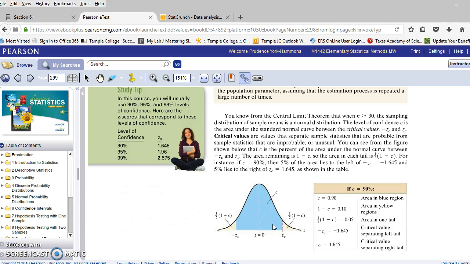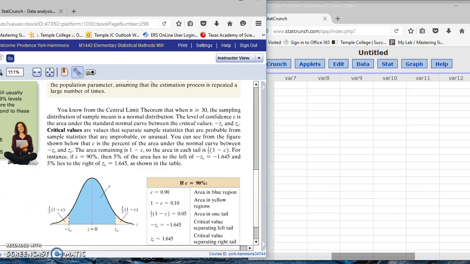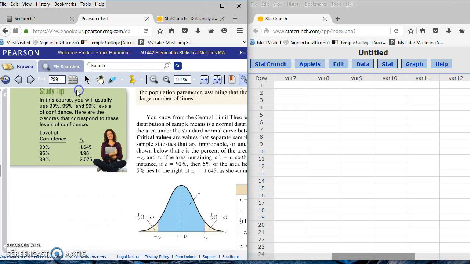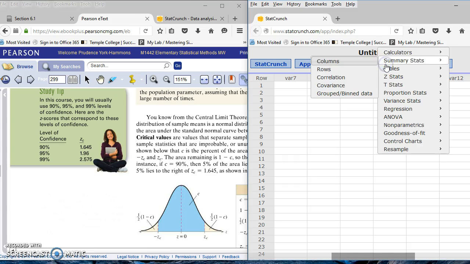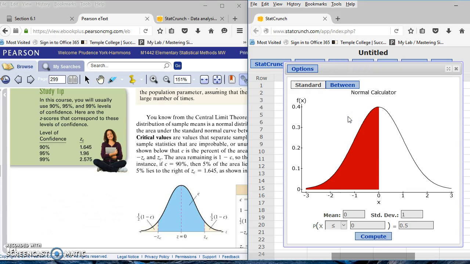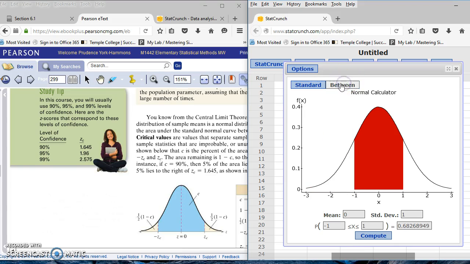So if you want to use Statcrunch just to verify a couple of these and get ready for your homework, we can do that. So I'm going to move the screen over here so that we can see Statcrunch and how we did this last time. So in Chapter 5, you went Stat, Calculators, and Normal. We use the Normal calculator. Now the difference is we don't want the left side, we want between. So you have to click the Between tab.